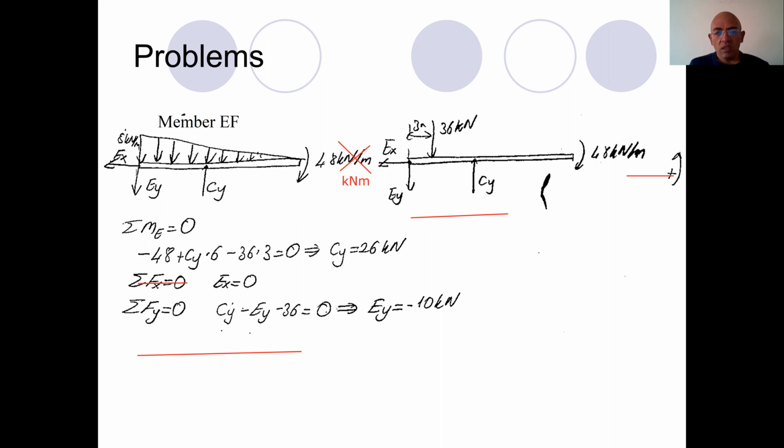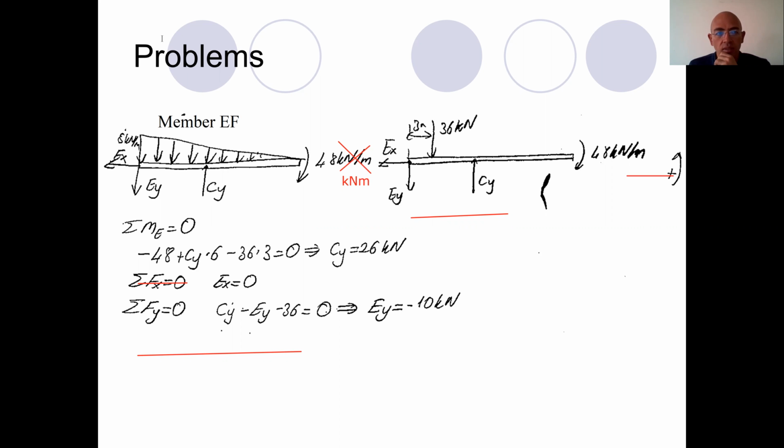Again, at point E, action equal to reaction. Therefore, the forces at point E have to be reversed, but should have the same magnitude as the member DE. So it is minus EX, minus EY. We have the support reaction that comes from the CY. And then we have the external moment, which is 48 kilonewton meters. The distributed load is linearly decreasing, beginning from the 8 kilonewton per meters.